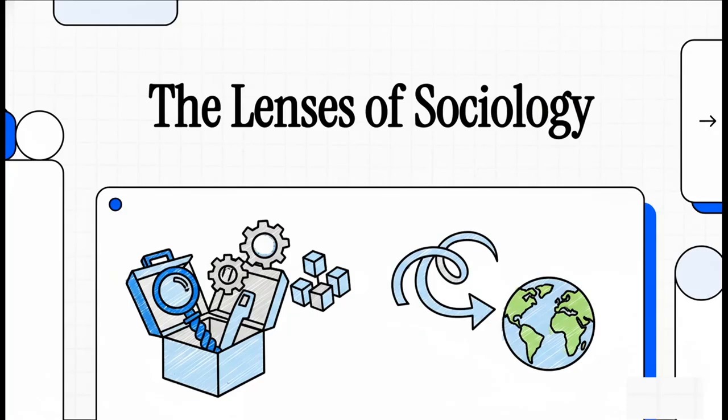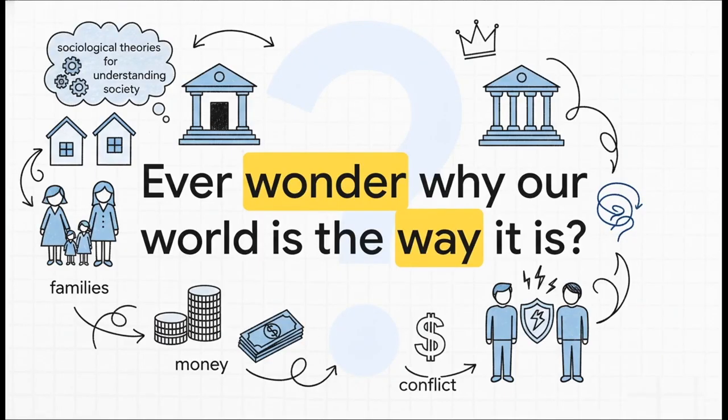All right, today we're diving into something really cool. We're going to look at the world through the powerful lenses of sociology to try and figure out how it all actually works. I mean, have you ever just stopped and wondered why our world is, well, the way it is? Why do we have things like families or governments or money? And why is there so much conflict? These are huge, massive questions, right? Well, sociologists have some pretty powerful ways of tackling them.